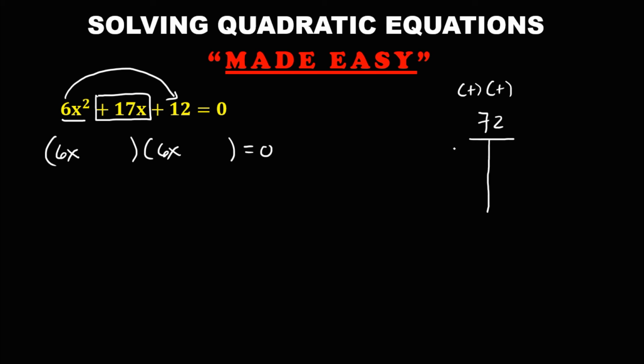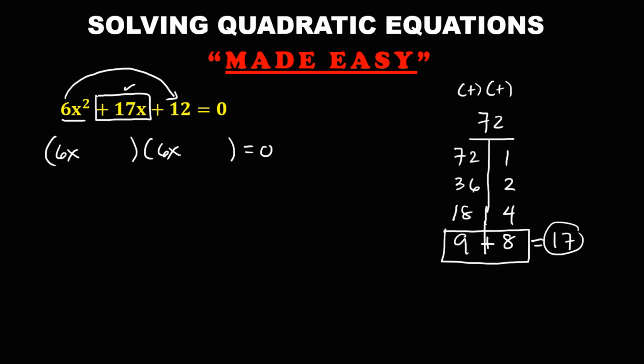So the factors of this 72: we have 72 times 1, 36 times 2, or 18 times 4, or 9 times 8. And take note that this 9 plus 8 is positive 17, and positive 17 is in the middle term. So these are the factors. So we have positive 9 and positive 8.